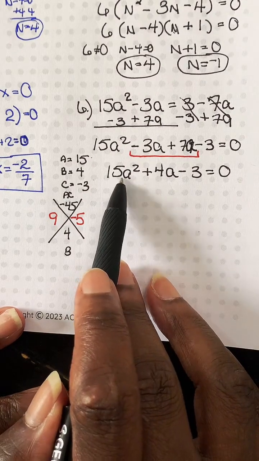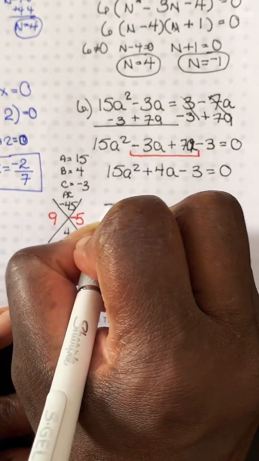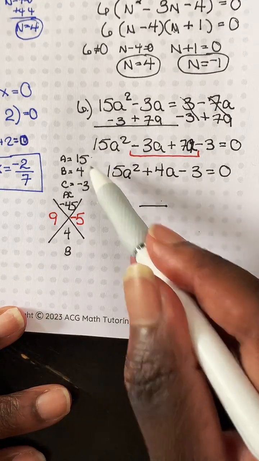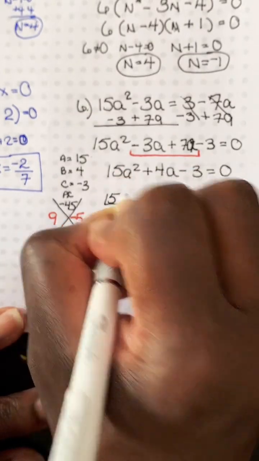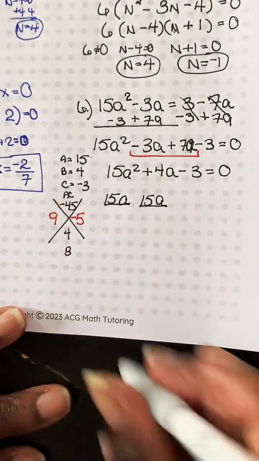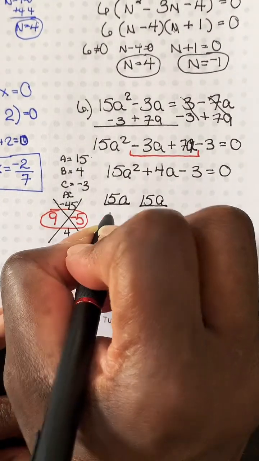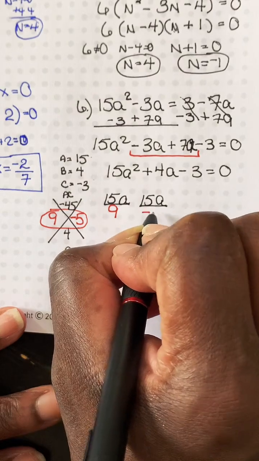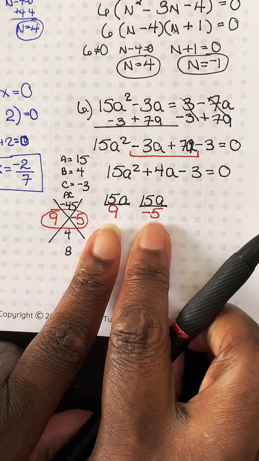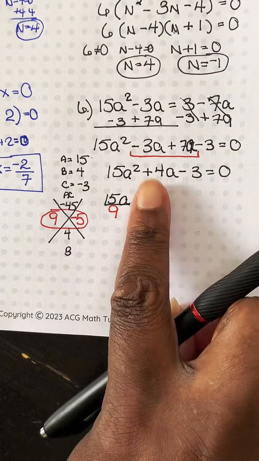Because my leading coefficient is not 1, I can go right into setting up my two ratios. The numerator is always your A value, which is 15, with the variable that we're using, which is A. And the numbers that we got as the factors go as my denominator. So that's 9 and negative 5. So these two ratios, fractions, need to be reduced. So let's take one at a time.